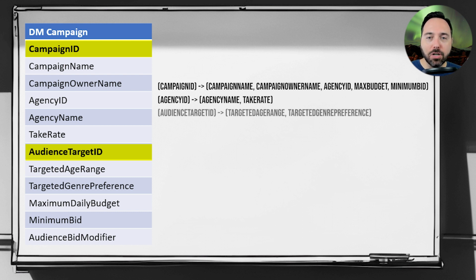Our next functional dependency derives from audience target ID, and the audience target ID determines the targeted age range and genre preference. The idea here is that we might want to target specific groups of people for certain albums. For example, if we have a new album coming out from a band which typically sells well for people aged 18 to 30 who like Finnish death metal, we might have an audience target for that group of people. The combination of campaign ID and audience target ID determines our last attribute, audience bid modifier.